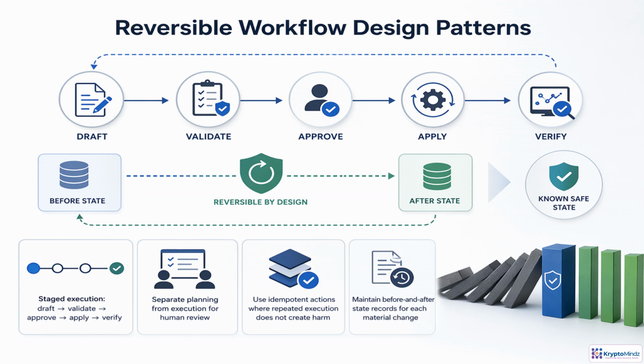Reversibility starts by treating every agent action as a proposed change, not an immediate commitment. The workflow moves from draft to validation to human approval, then apply and verify. At each step, the system can pause, cancel, or roll back before damage spreads.